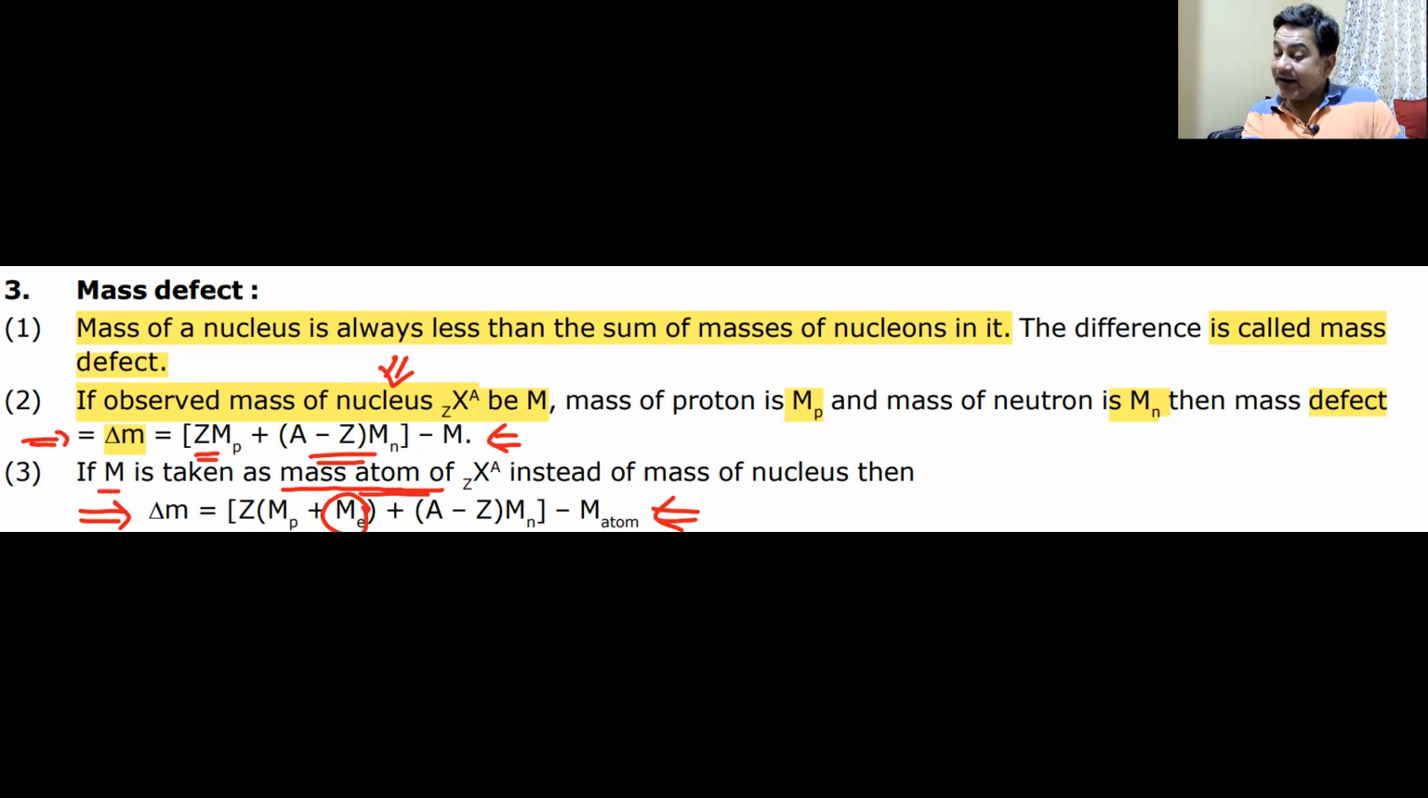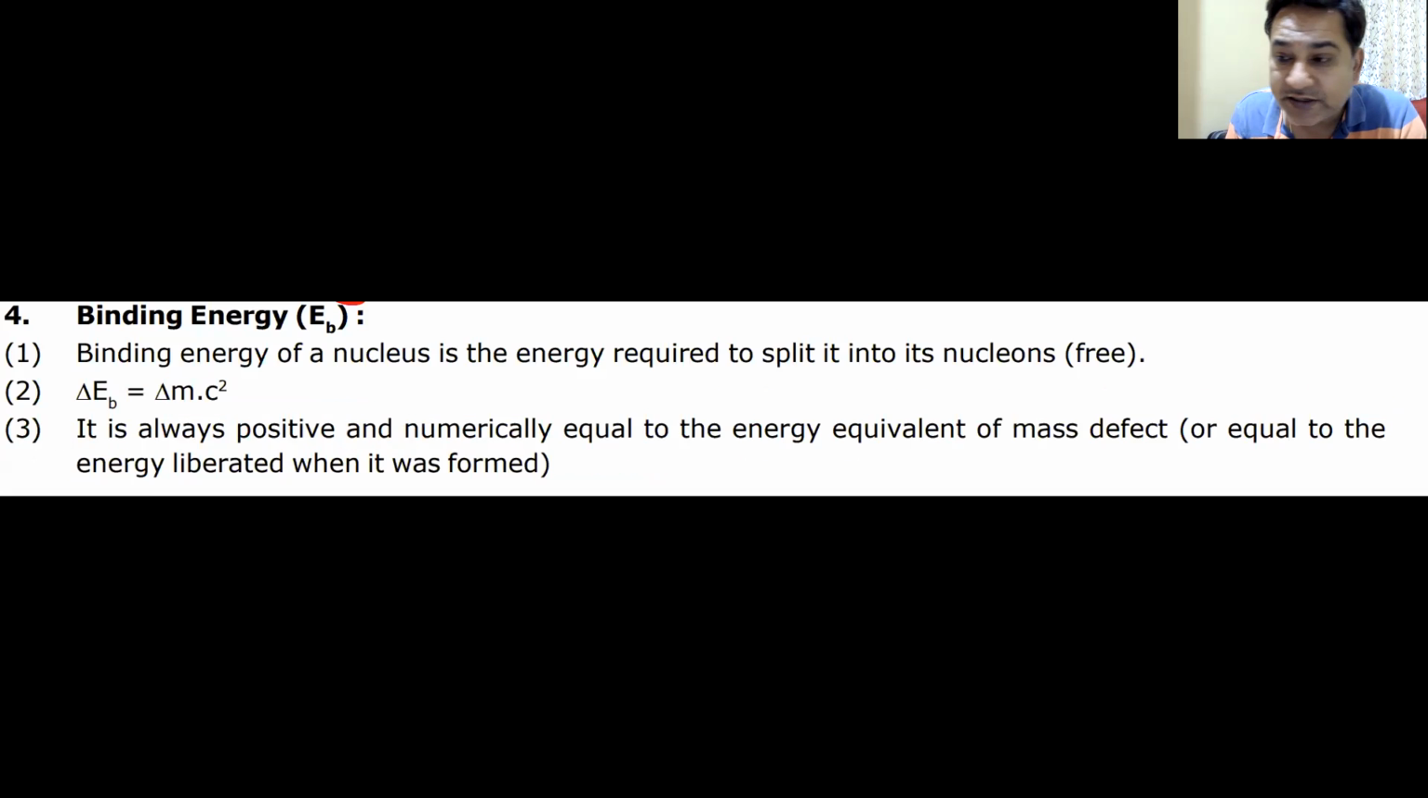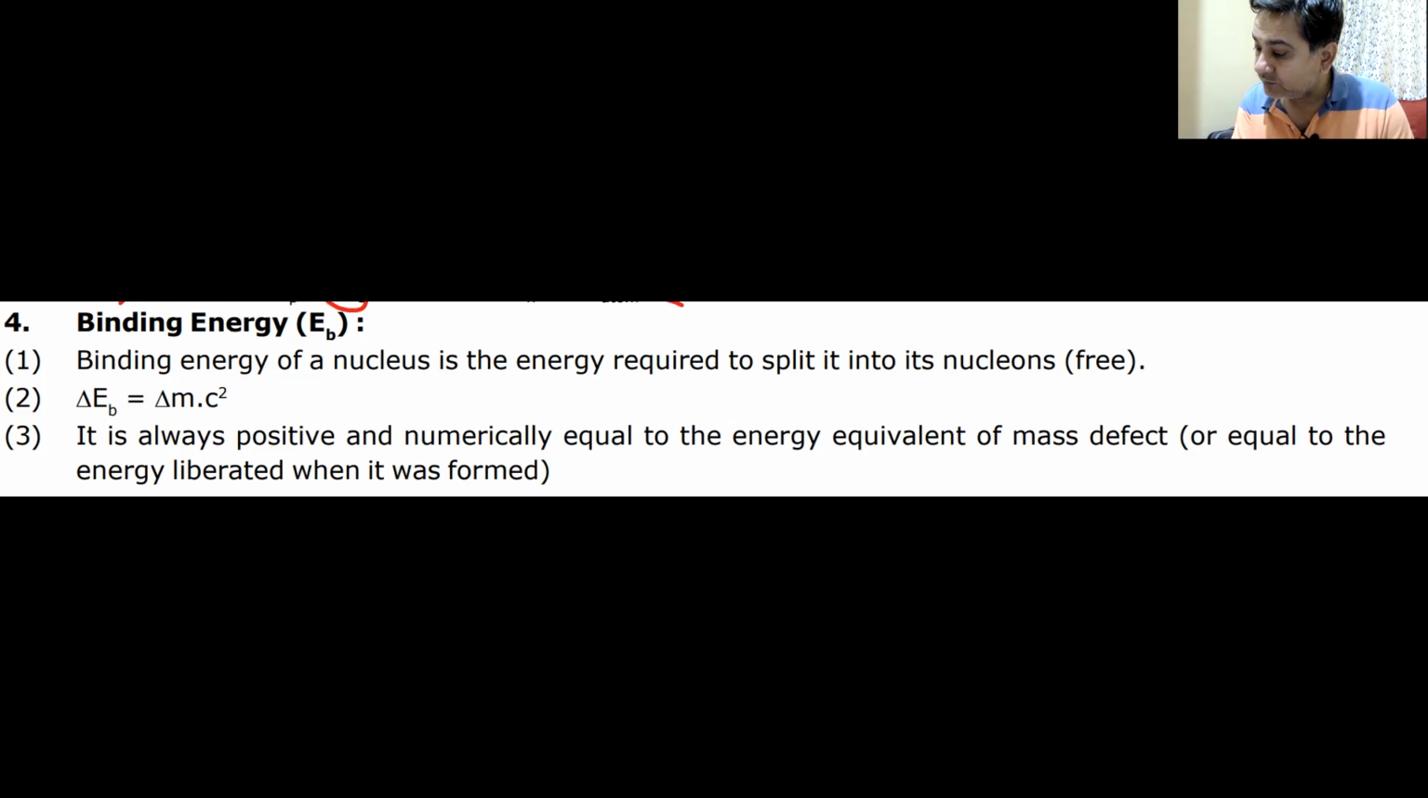So we will end today's class with the last point, which is binding energy. Since we have understood mass defect, we also have to understand binding energy. Now, what is this binding energy? We have understood that the mass of the nucleus is less than the mass of the constituent nucleons. That means we will require some extra energy to split the nucleus. That energy is known as binding energy.